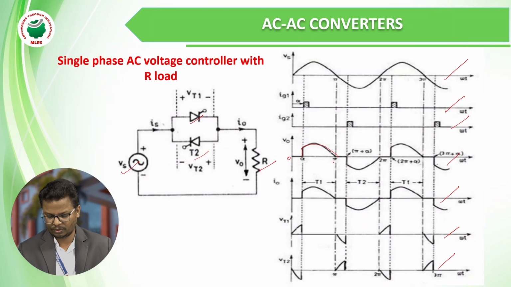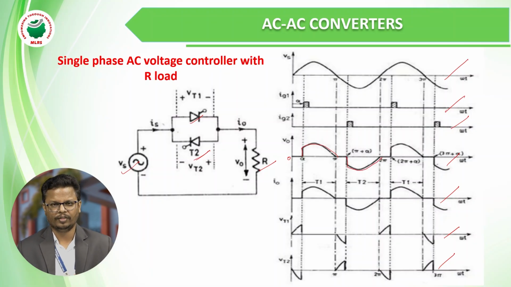So from pi to pi plus alpha, due to the reverse condition, thyristor T1 will turn off and T2 will be ready to conduct, but we have not given any trigger pulse for T2, so from pi to pi plus alpha the output voltage is 0. At pi plus alpha, we give the trigger pulse for T2. When we give the firing angle to T2, T2 will start conduction from pi plus alpha to 2 pi.